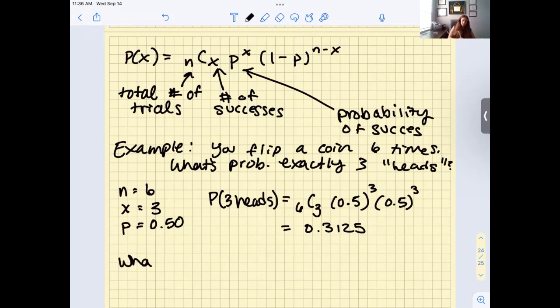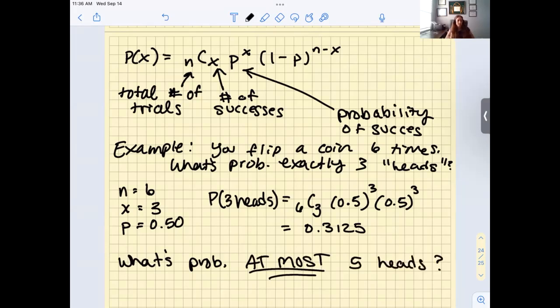What if I said, what's the probability of at most? If I said the words at most 5 heads. What does that mean?